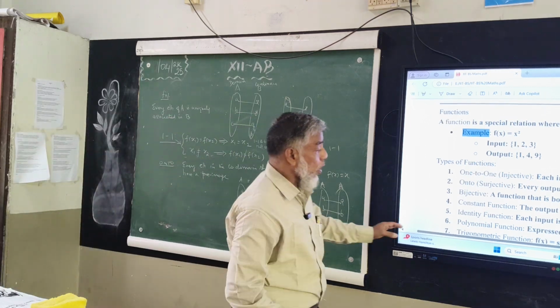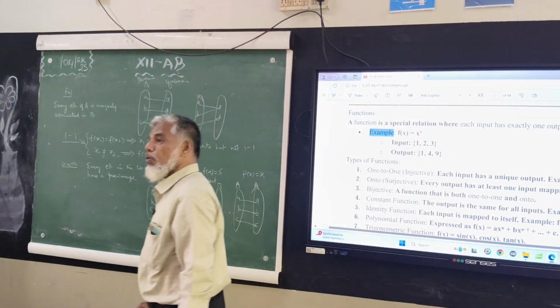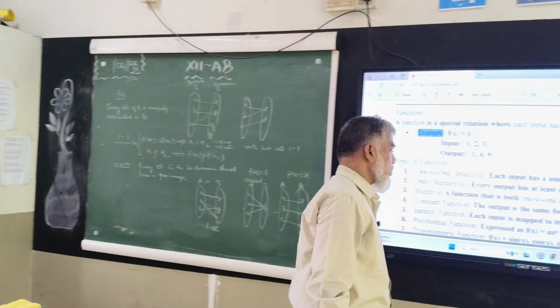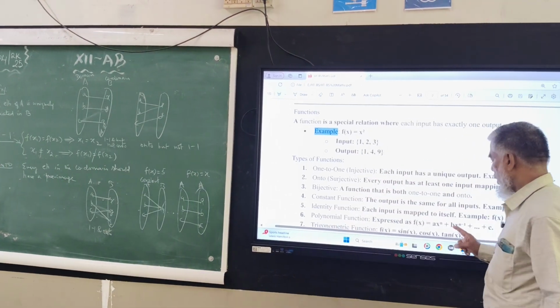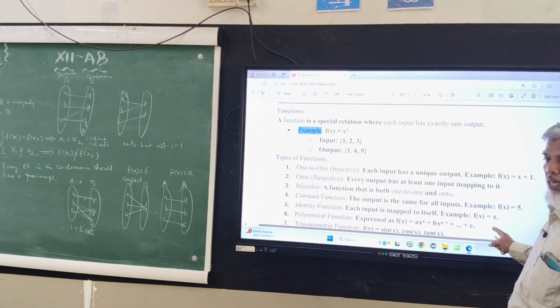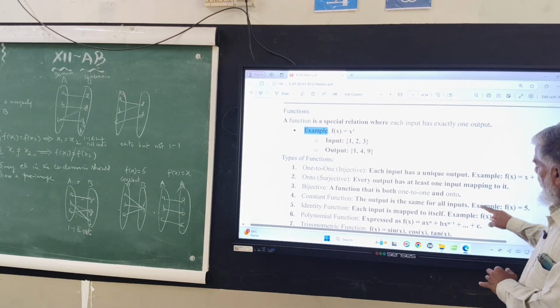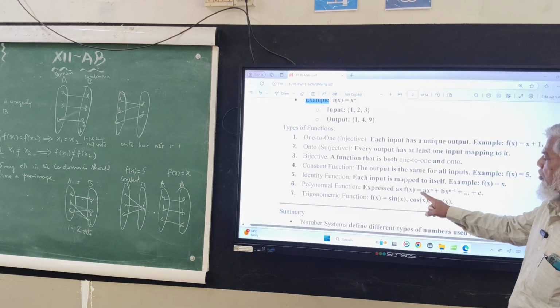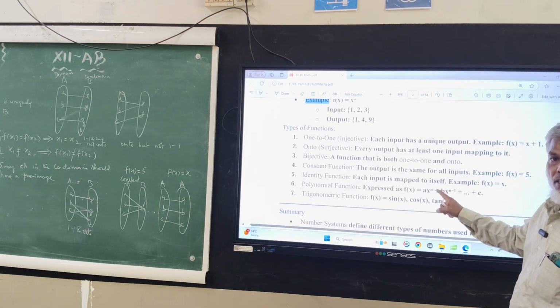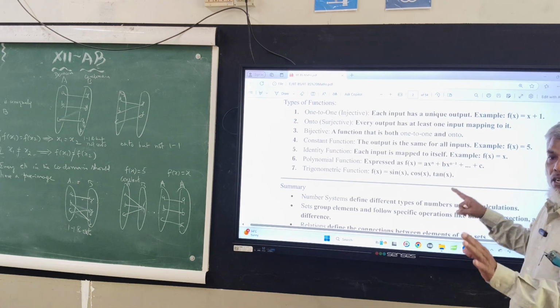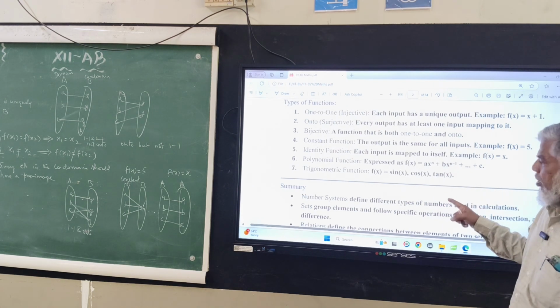So next is polynomial function. What is a polynomial? This is the definition of a polynomial we have been studying from 8th standard: a x power n, b x power n minus 1, next c x power n minus 2, and finally it ends with a constant. What is the degree of the polynomial? Degree of the polynomial is n. And a, b, c are constants.